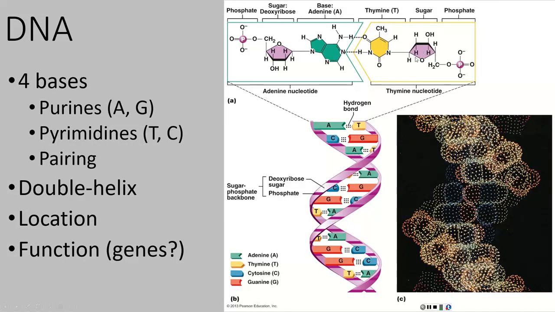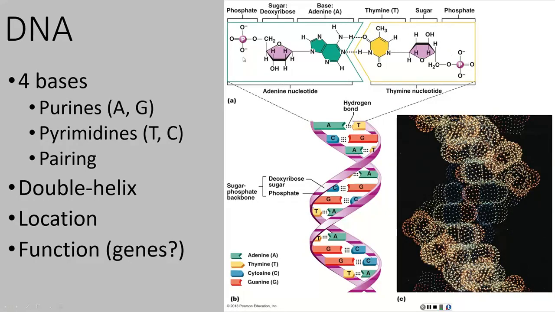Over here, we have the same thing. Here's our 5-carbon sugar, deoxyribose. On one side, we have our phosphate group. And on the other side, we have our nitrogenous base. Now, when we're talking about DNA, it's the nitrogenous base that determines which of our nucleotides we have.